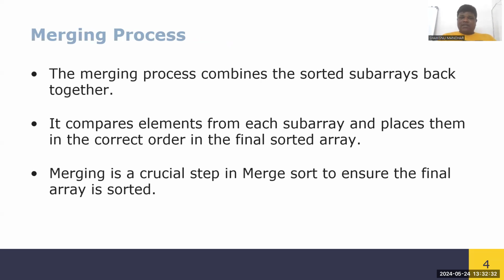Merging process. The merging process combines the sorted subarrays back together. It compares the elements from each subarray and places them in the correct order in the final sorted array. Merging is a crucial step in merge sort to ensure the final array is sorted.